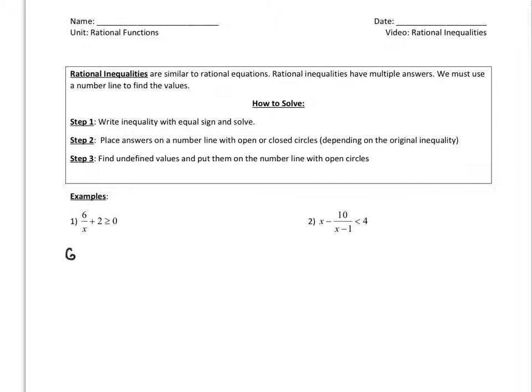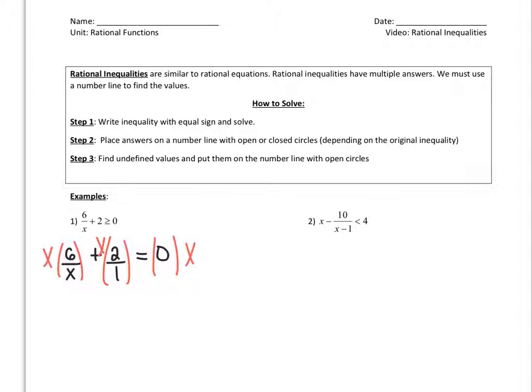So I have 6 over x plus 2. And if I want, I can make it 2 over 1 equals 0. Now, I'm going to solve this rational equation just like I would any other. My least common denominator will be x. So I'm going to multiply both sides of the equation by x. Or you could even multiply each piece by x if that's easier.